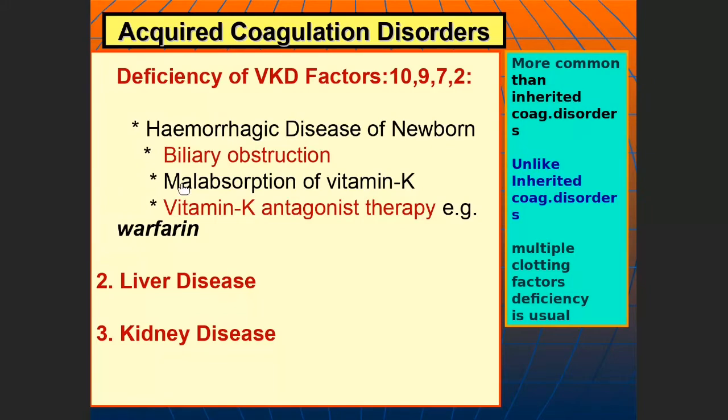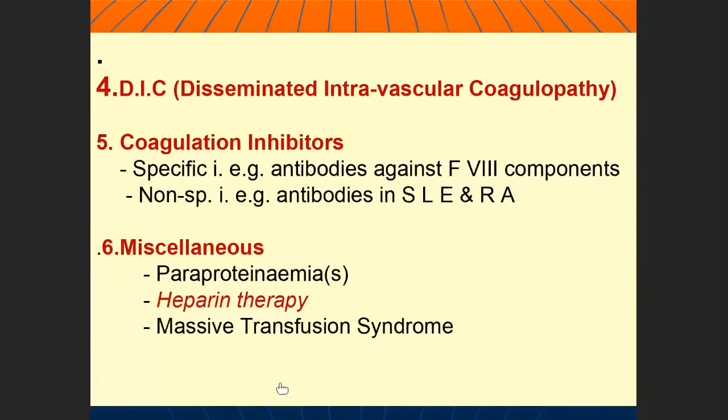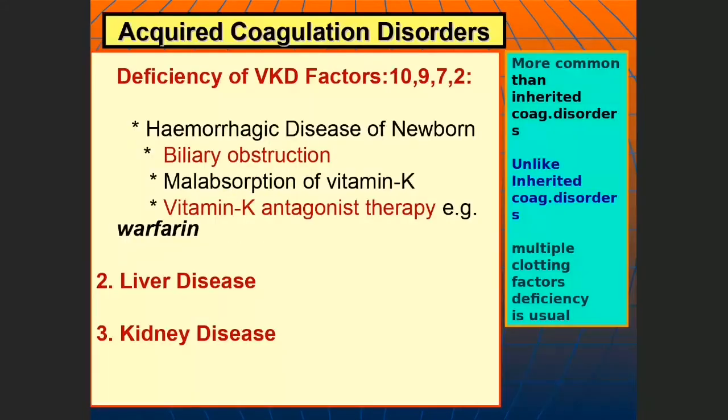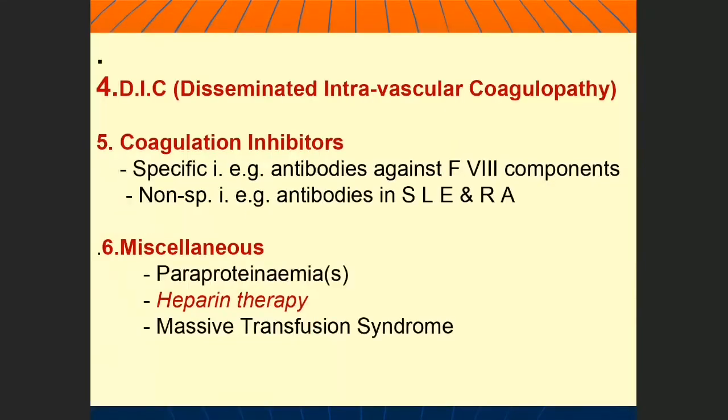Acquired coagulation factor defects. Acquired defects of coagulation can be the result of deficiency of vitamin K dependent coagulation factors, can be the result of liver disease, the result of kidney disease. It can be in the form of DIC, development of coagulation inhibitors or antibodies against coagulation factors. It can be miscellaneous due to causes such as paraproteinemia in multiple myeloma. It can be due to the use of unfractionated heparin, or can complicate massive blood transfusion.